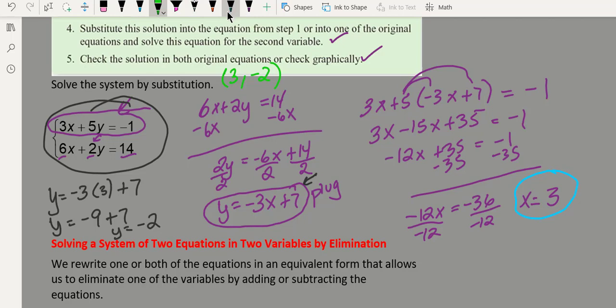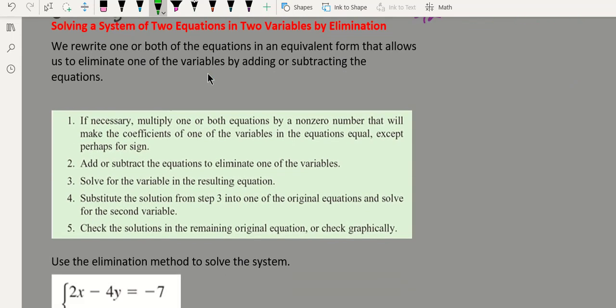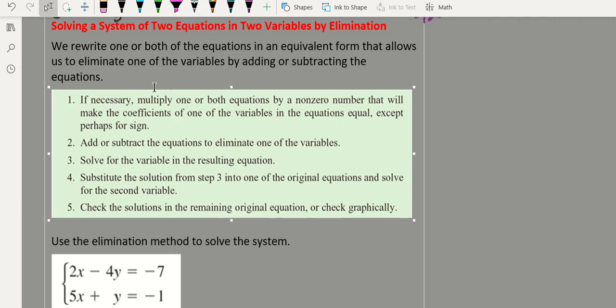Okay. So our next method is solving the system by elimination. Elimination says that you are going to rewrite one or both of the equations so that you can eliminate one of the variables by adding or subtracting. In order to do that, you have to multiply one or both equations by a non-zero number that will make the coefficients equal, except perhaps the sign.